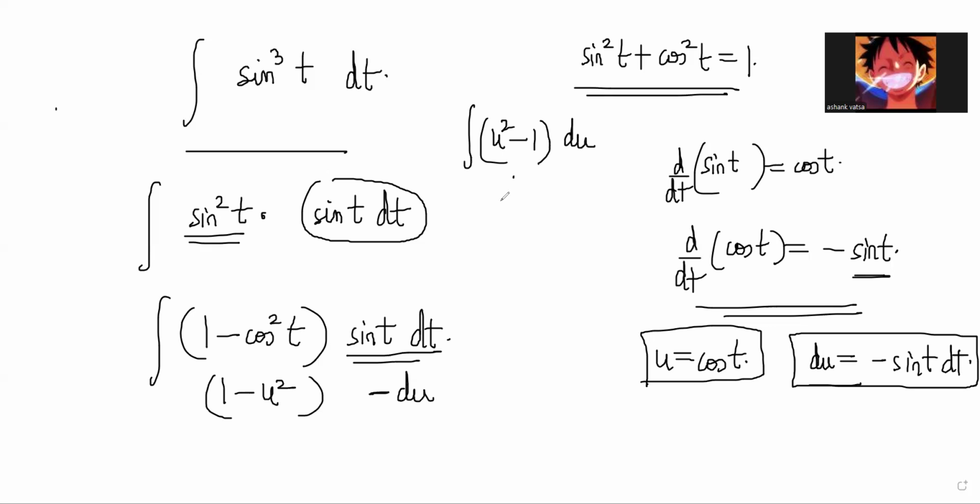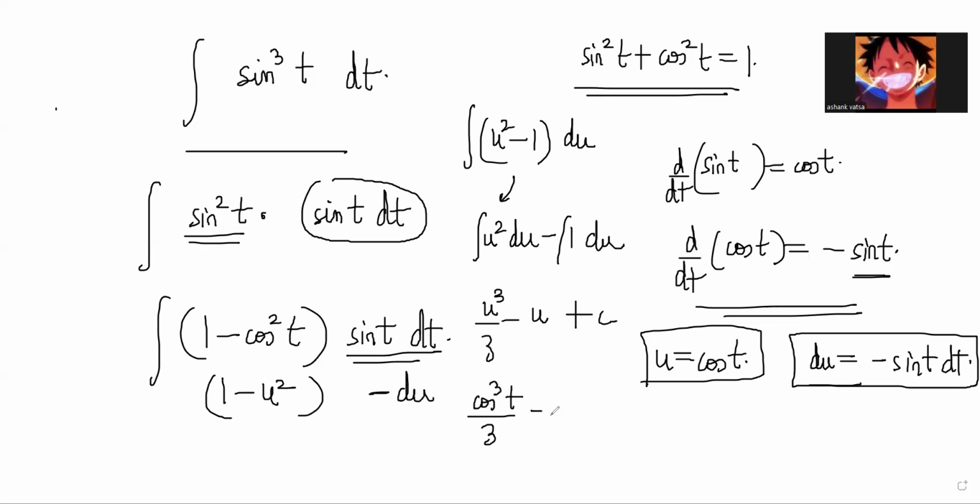Now I basically have the integral of u square minus 1 du, which can be split into two separate integrals, u square du minus 1 du. This is u cube by 3 minus u plus c. Now you put back u is equal to cos t, and you get cos cube t by 3 minus cos t plus c.